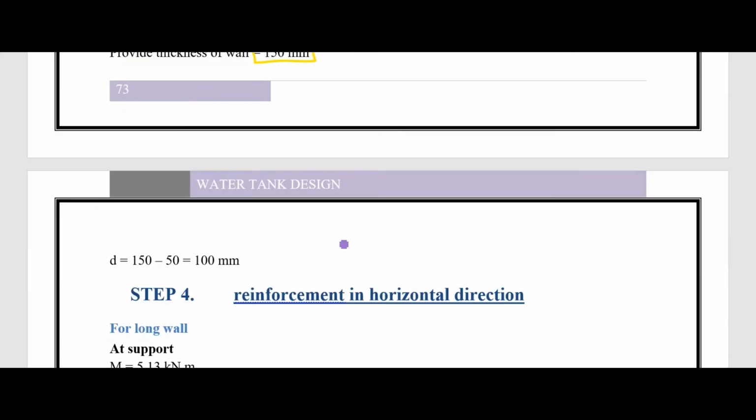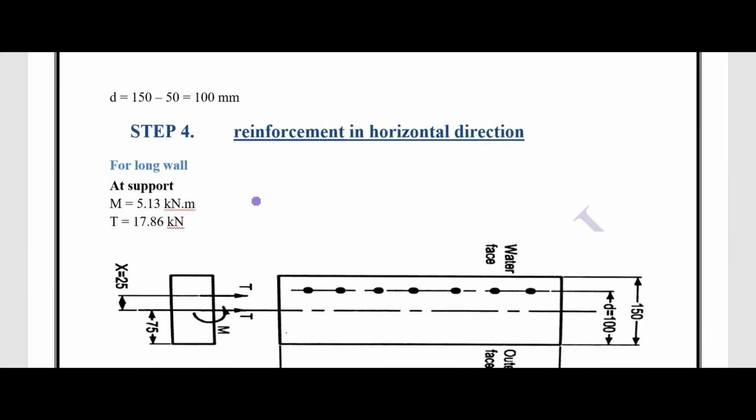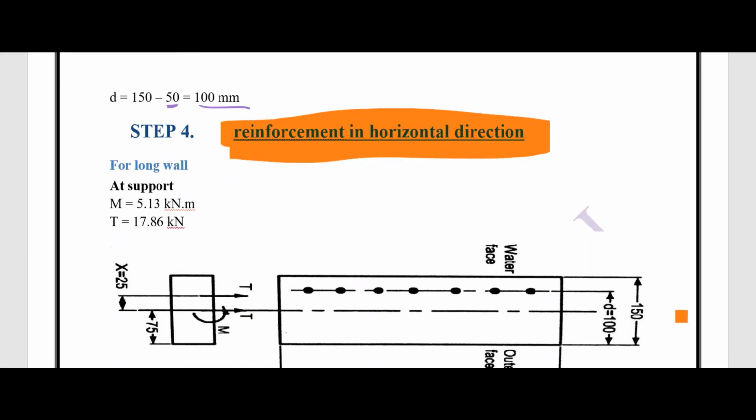Now we provide a thickness of wall as overall depth, so we require the effective depth. So 50 mm is the cover, so the effective depth is 100 mm. Now we are going to step 4, reinforcement in the horizontal direction.